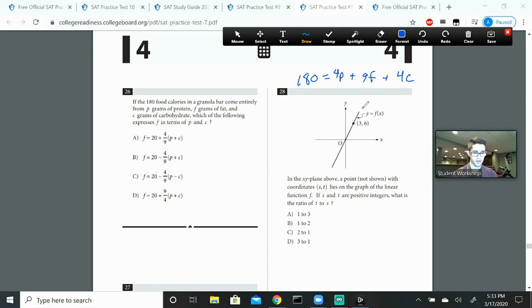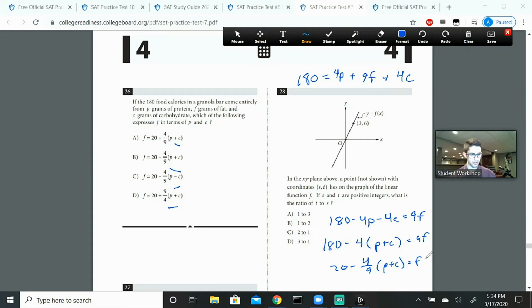And now to isolate F, we can subtract 4P and 4C, and I'm going to jump down here so I have more room. And then it's showing each of these answers has P and C separate, so what I'm going to do is factor out a -4 from just those 2, to get -4 times P plus C, and I'm going to divide by 9. I get 20 minus 4 over 9 times P plus C equals F, which is, in fact, B. Another B answer.